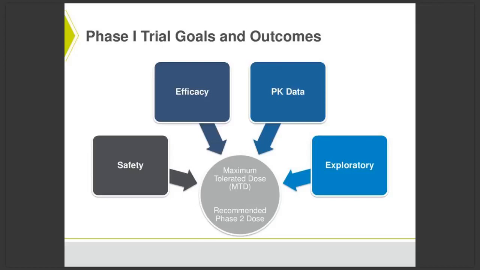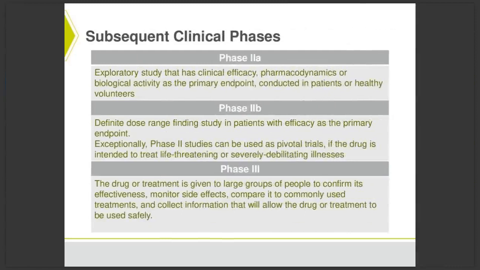And so the dose finding studies in the subsequent clinical phases are broken up into a couple of portions. A phase 2A study is an exploratory study looking to see if there's some sort of efficacy or biological activity in patients or healthy volunteers. And then in the phase 2B, as I mentioned before, this is where you're looking for a dose range. How much efficacy do you see at particular doses?